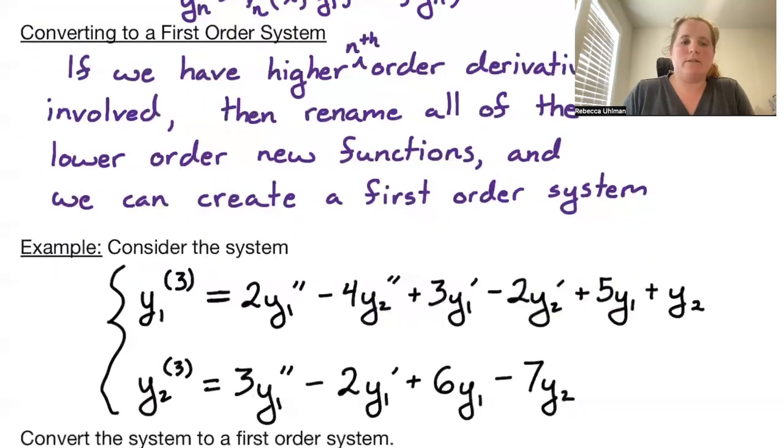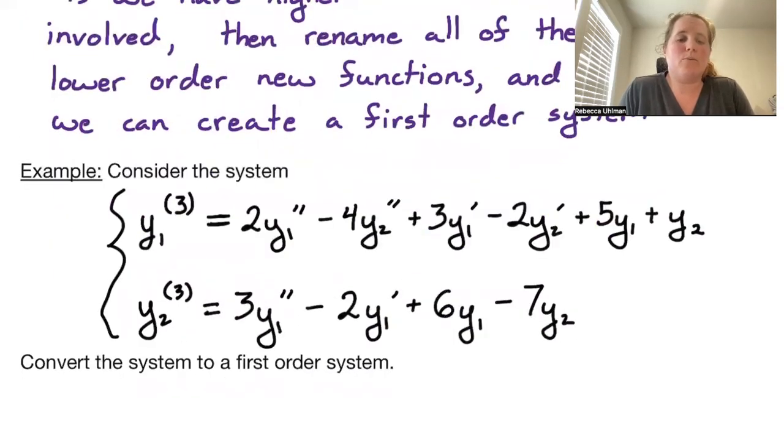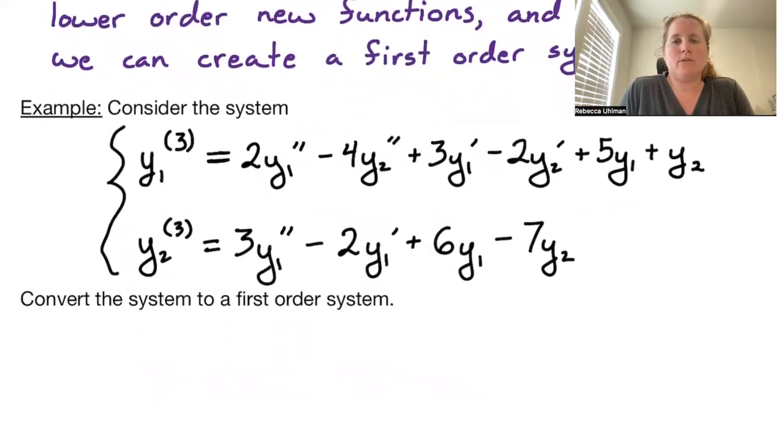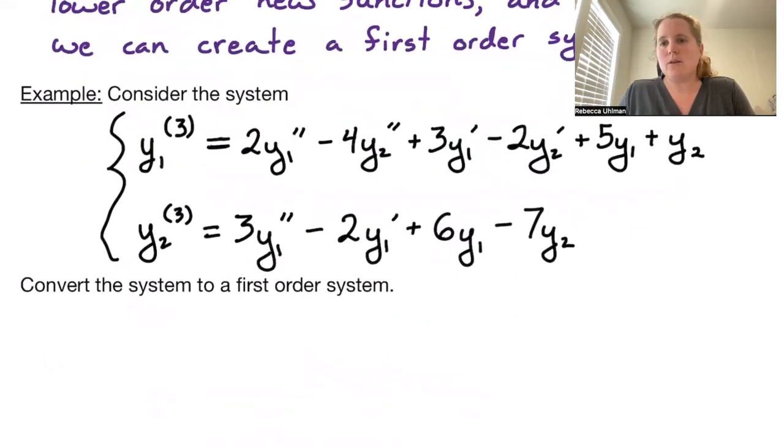So for example, let's consider the system: third derivative of y1 is equal to 2y1 double prime minus 4y2 double prime plus 3y1 prime minus 2y2 prime plus 5y1 plus y2. Second equation: third derivative of y2 is equal to 3y1 double prime minus 2y1 prime plus 6y1 minus 7y2. Our job is to convert the system to a first order system. It's up to you if you want to rename y1 and y2 as well, so that we keep the same variable name through, that's fine.